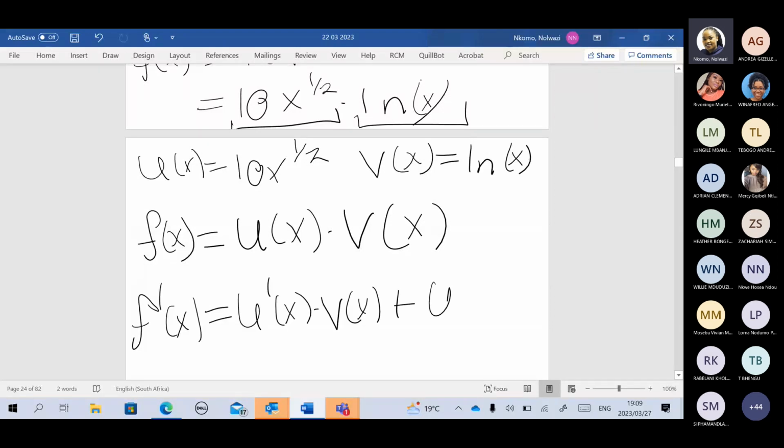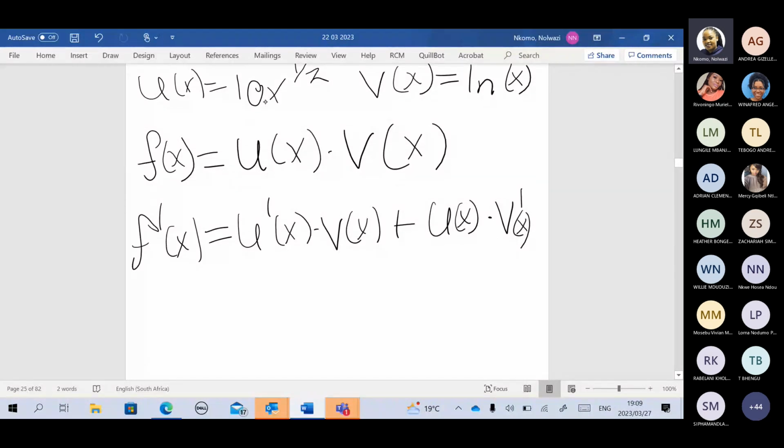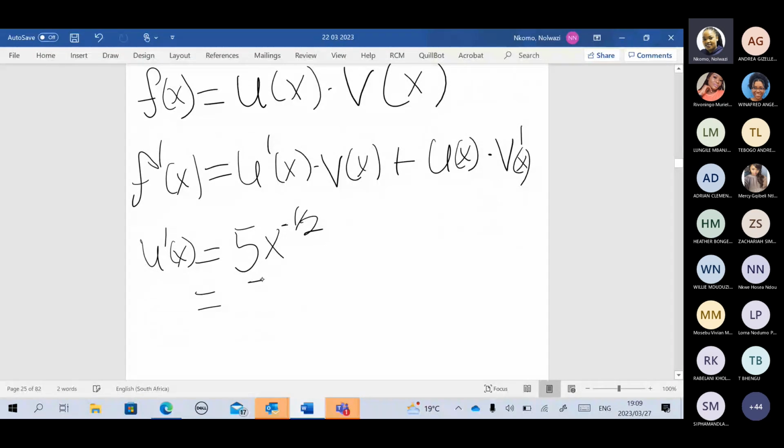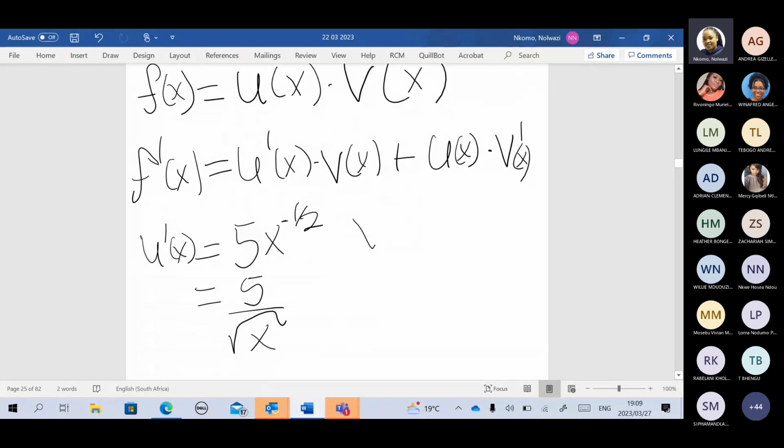And if u is equal to 10 to the power half, u prime would be 5x to the power minus 1 over 2, which is the same thing as 5 over root x, right? And your v at x is equal to ln x, meaning your v prime at x would be 1 over x. Then you substitute your u prime, v, u, v prime back. Then you simplify further if you have to. Yeah, that's how you solve such questions.